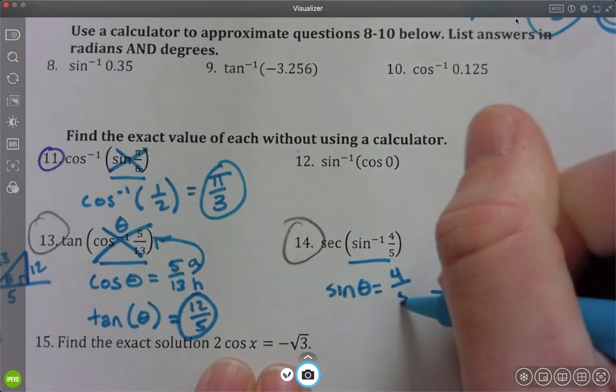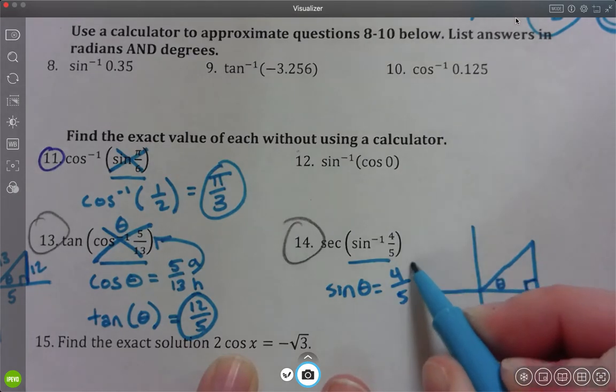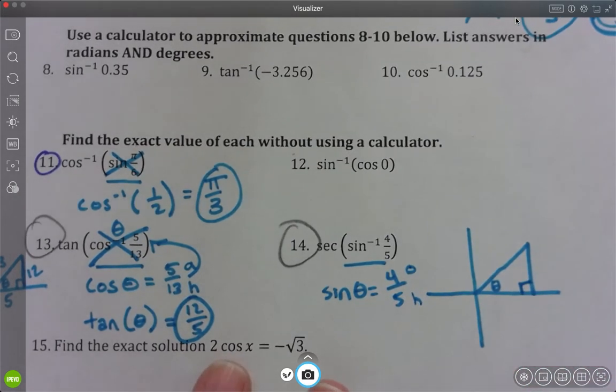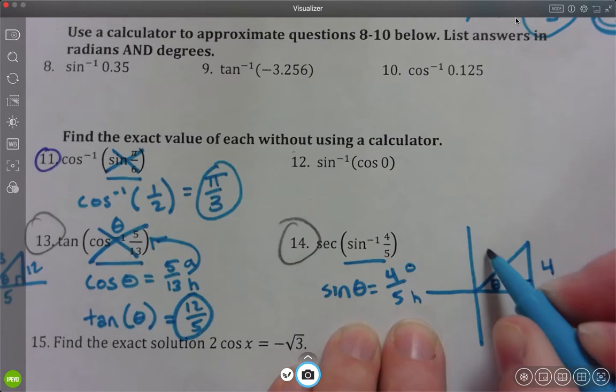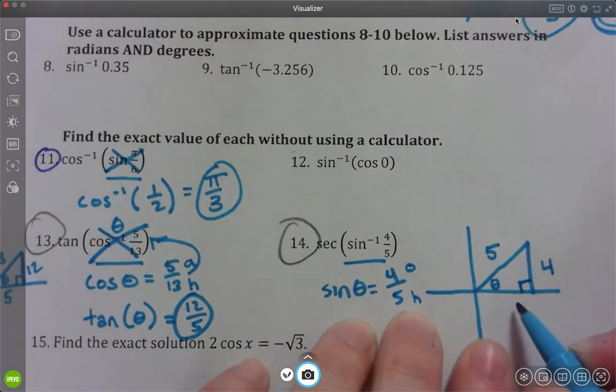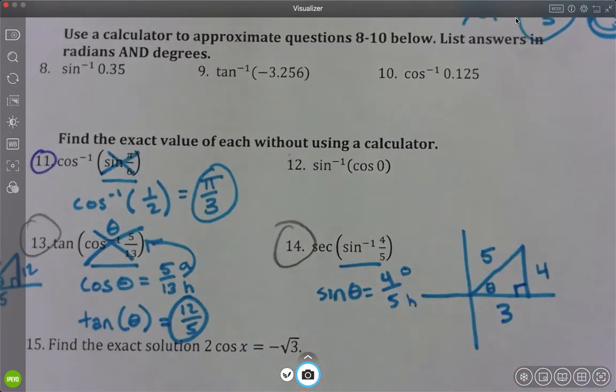And sine is opposite over hypotenuse. Okay, so the opposite side is going to be 4. The hypotenuse is going to be 5. This bottom side here is going to be 3 because it's a 3, 4, 5 right triangle. Okay, all of them are going to be positive because we're all working in the first quadrant.